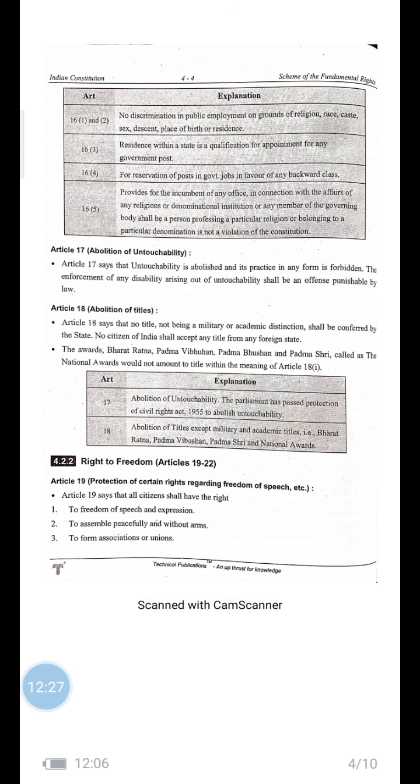Then Article 16 subsection 4 is for reservation of posts of the government in jobs in favor of the backward class, and Article 16 subsection 5 provides, we can say, that the office-holder connected with the affairs of any religious denomination or institution, or any member of the governing body, is a person professing the particular religion or belonging to the particular denomination, and this is not a violation of the constitution.